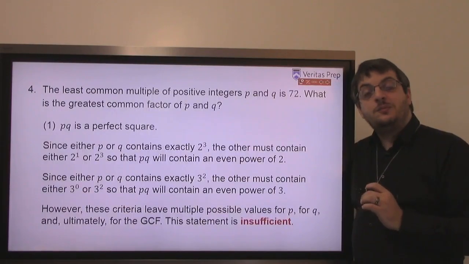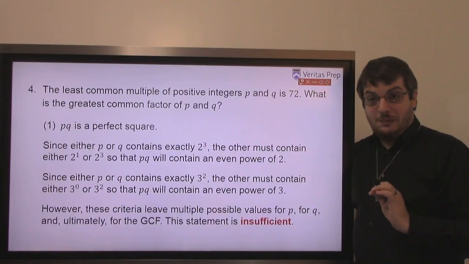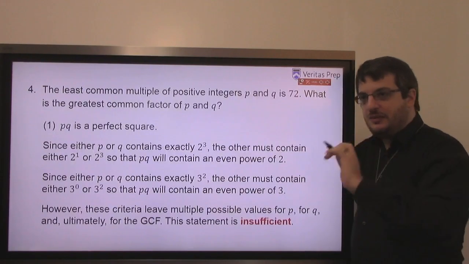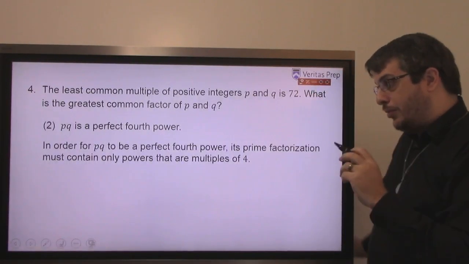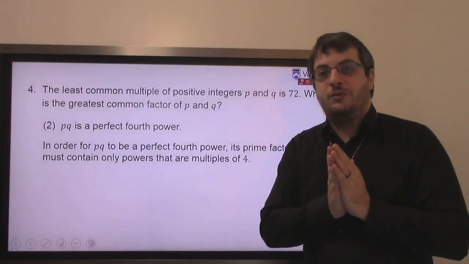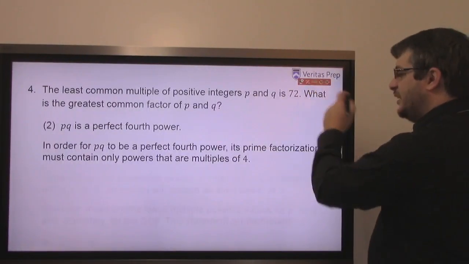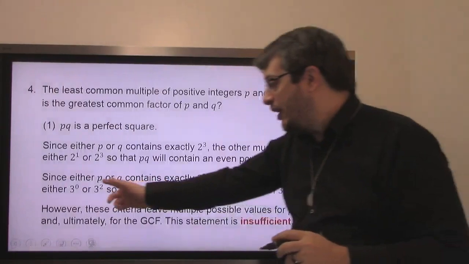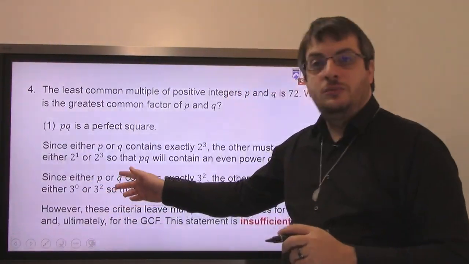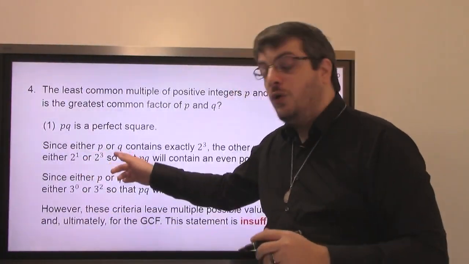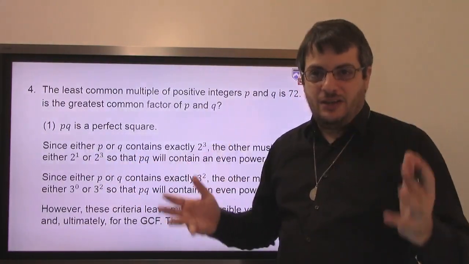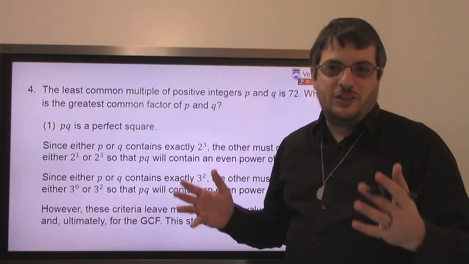Okay, let's play the exact same game with statement 2. All right? Statement 2 says that my product, PQ, is a perfect fourth power. The last part I said, look, I could have either 3 to the 0 or 3 to the 2. I could have either 2 to the 1 or 2 to the 3 in one of my numbers. Doesn't matter whether it's P or Q.